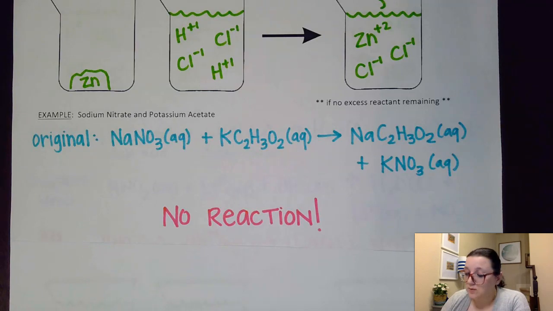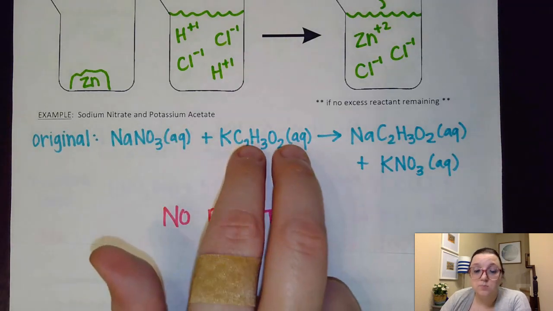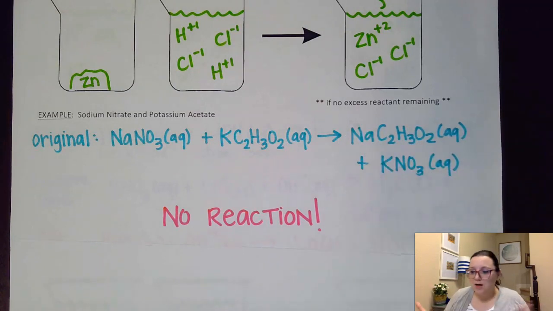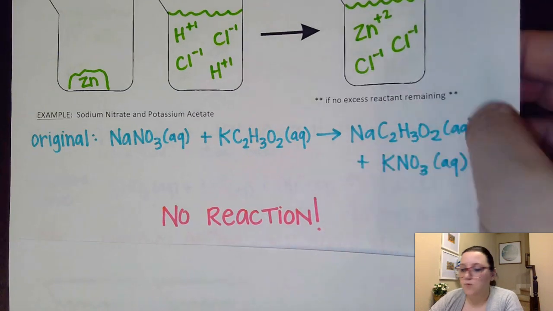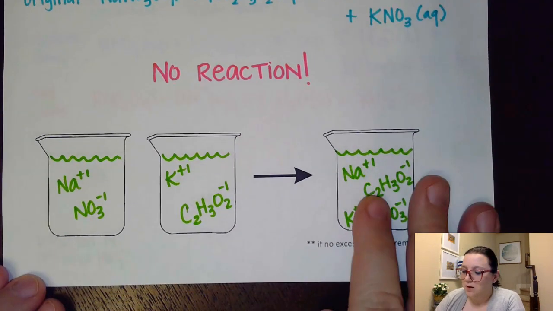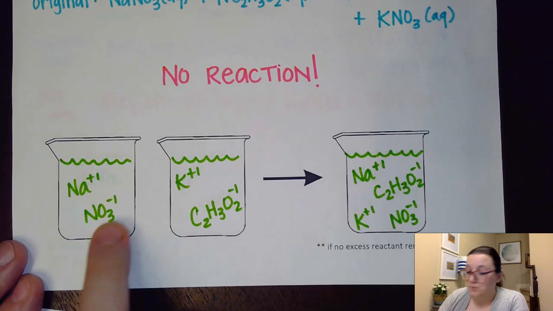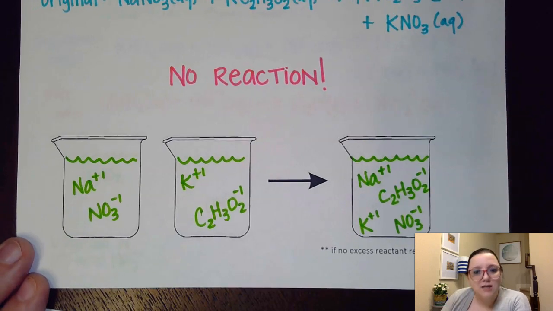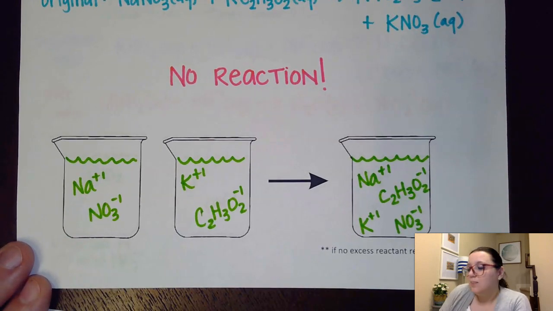Now, as far as the reason why, well, I know I didn't write a complete ionic, but think about what would happen. This would break into ions, this would break into ions, this would break into ions. Everybody's just broken into ions. So to think about this from a particle standpoint, if I start off with sodium and nitrate ions and potassium and acetate ions, and then I put them all together, I still just have all those ions at the end. I didn't really change anything or make anything new that would drive this reaction to completion. I just have 2 solutions now that are mixed together.